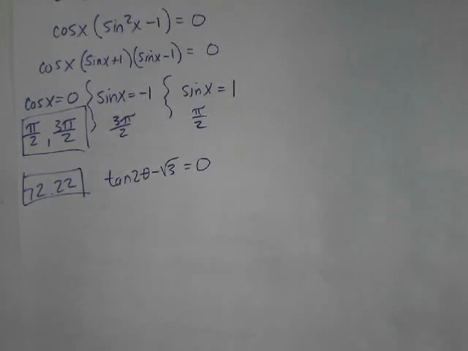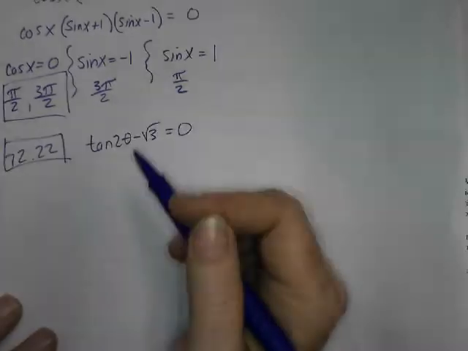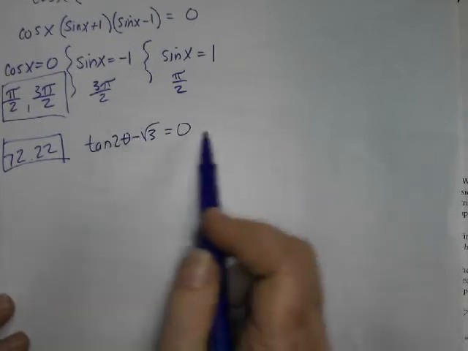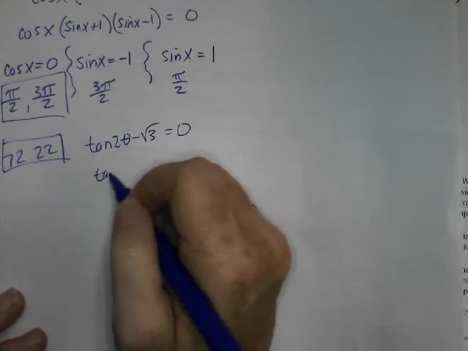Okay, this one is lesson 72, number 22. Kind of like number 20 that we were just doing, isn't it? So we're going to do the same thing we did on the last problem. I don't have to factor on this one. I think I'm going to just add the root 3 on both sides.